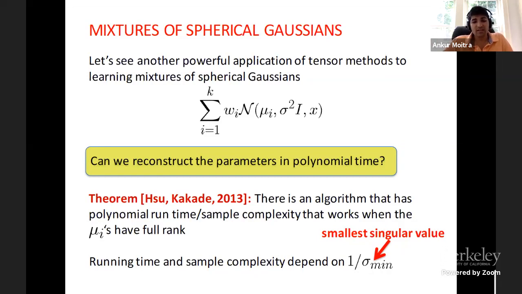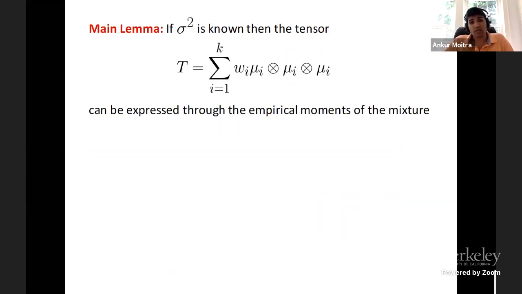Now, just to be precise, what happens when you're really close to the mu sub i's being degenerate? Well, your running time and your sample complexity blow up. So what really happens is that you create a matrix whose columns are the mu sub i's, and you look at the smallest singular value of that matrix. That describes how far you are from being degenerate. And the running time and the sample complexity depend on 1 over sigma min. This is a more sophisticated point, so don't worry about it. Let's just assume the mu sub i's have full rank and see what happens. And we won't worry exactly about the sample complexity issues, but these are issues you have to deal with.